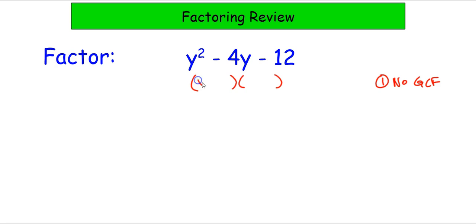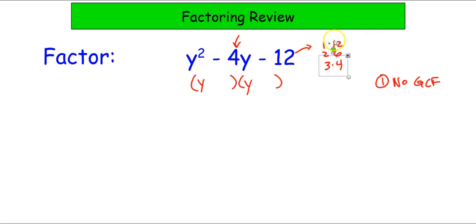My first terms are going to be y times y will give me y squared, so I slot those in. My second one, I'm going to look at all the factors of 12. So 1 and 12, 2 and 6, 3 and 4. So let's check this out. The last thing that I need in order to determine which combination is going to work here is I need those things to add up. I need some combination of these to add up to negative 4.